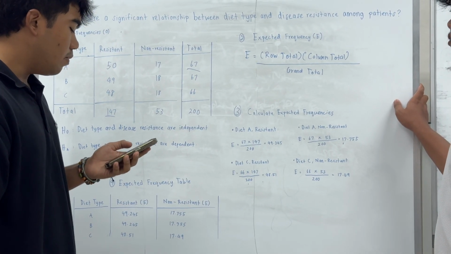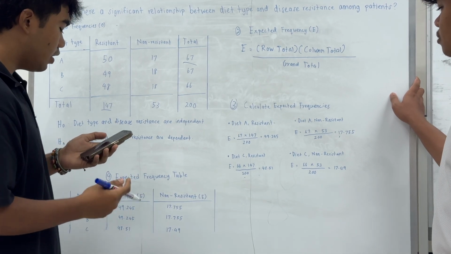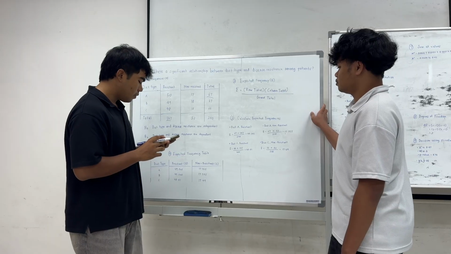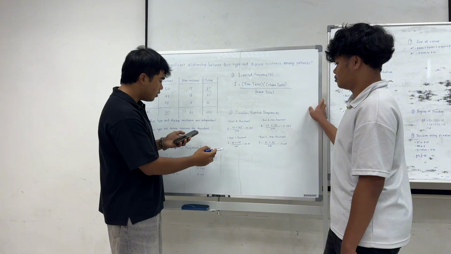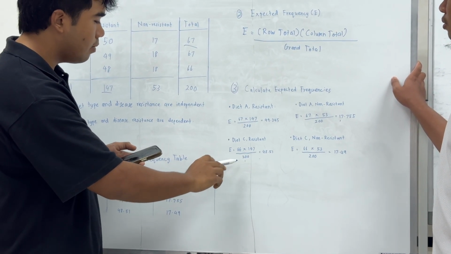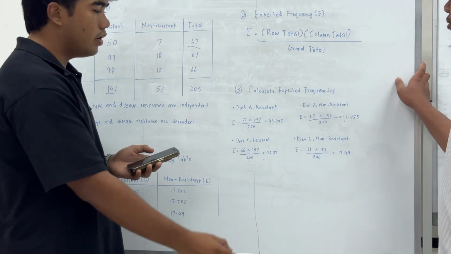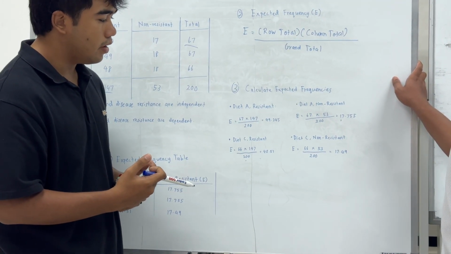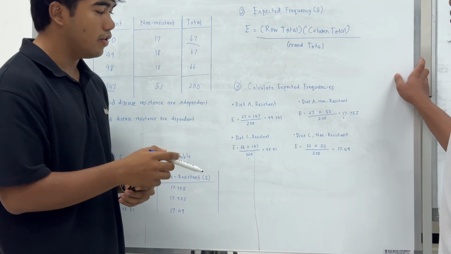For diet B, the row total is the same, which is 67. So the expected frequencies are the same. So we move on to diet C. Diet C resistant, E equals 66 multiplied by 147 divided by 200, you will get 48.51. And for diet C non-resistant, E equals 66 multiplied by 53, you will divide by 200, you will get 17.49.